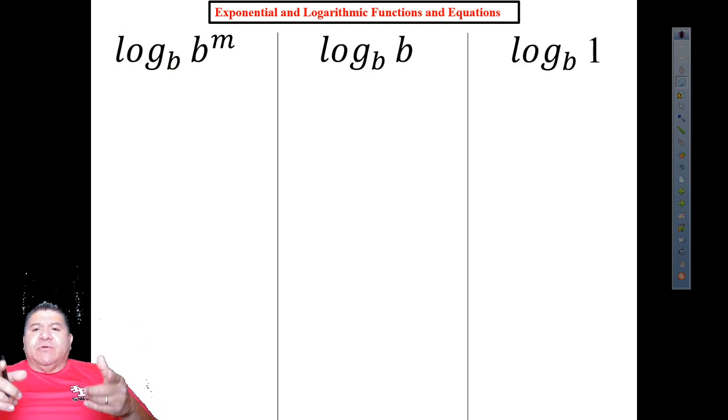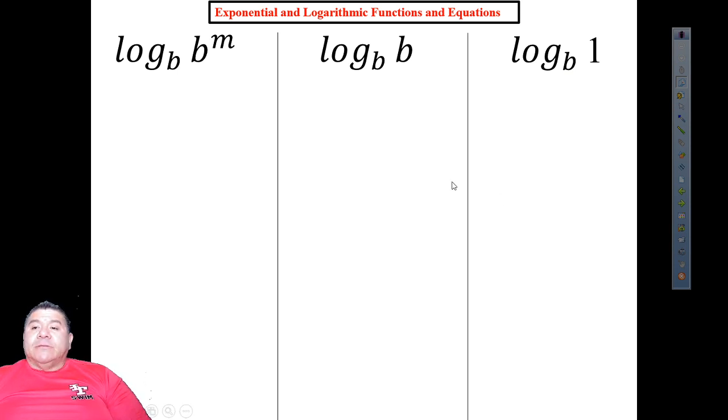But before I get to properties, we're going to go over three parts of logs that are known as definitions. So what does that mean? That they are more like given, obvious things that you should remember and realize about logs. And they call them definitions. So copy these, please. Log b, or log with base b, and then we got given number b to the m exponent. Second column, log b with a given number b, and the third column, log b with a given number 1. Copy those. Pause the video if you need to.